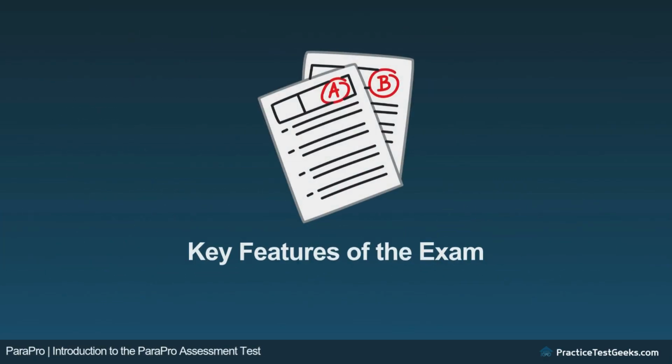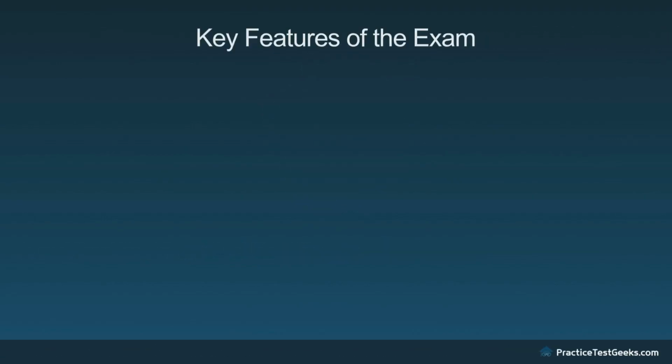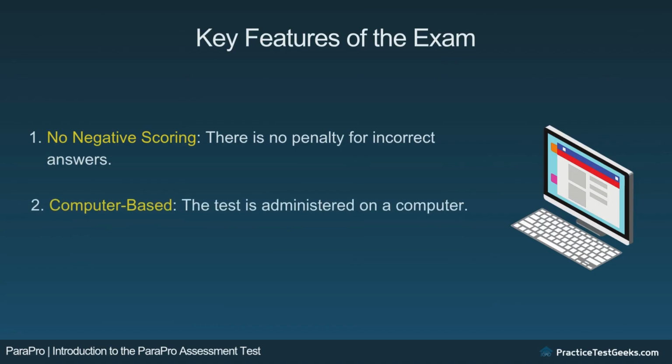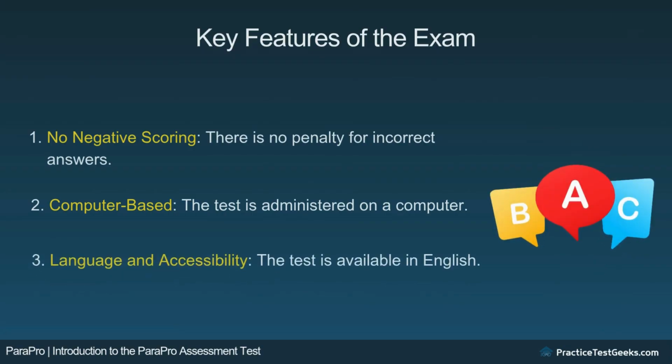Key features of the exam. 1. No negative scoring. There is no penalty for incorrect answers, so it is beneficial to answer every question, even if you are unsure. 2. Computer-based. The test is administered on a computer, which provides immediate feedback on your answers once you complete the test. 3. Language and accessibility. The test is available in English, and accommodations can be made for individuals with disabilities as needed. Example, extended time, a separate testing room.